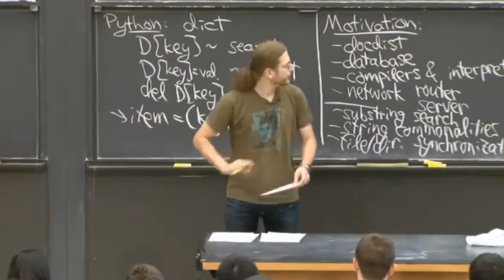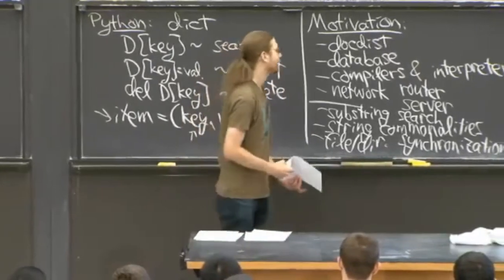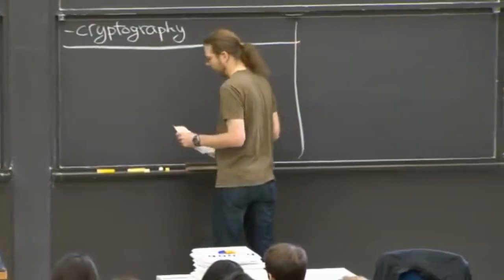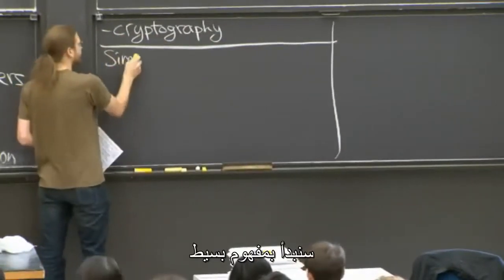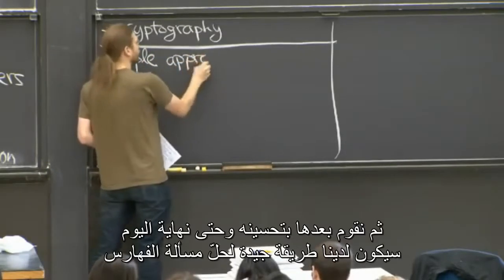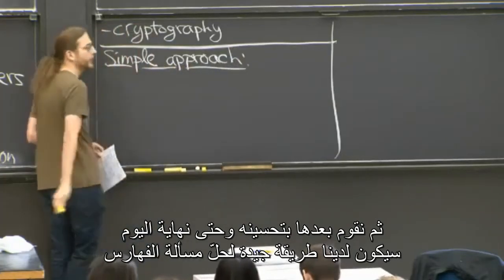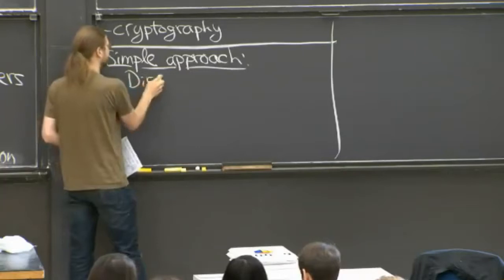All right, so tons of motivation for dictionaries. Let's actually do it. See how they are done. We're going to start with a very simple straw man, and then we're going to improve it until by the end of today we have a really good way to solve the dictionary problem in constant time per operation.